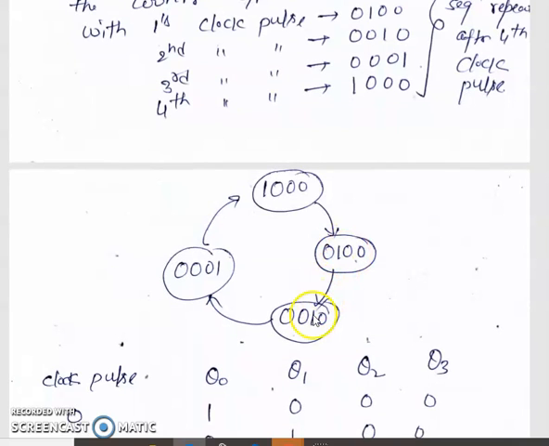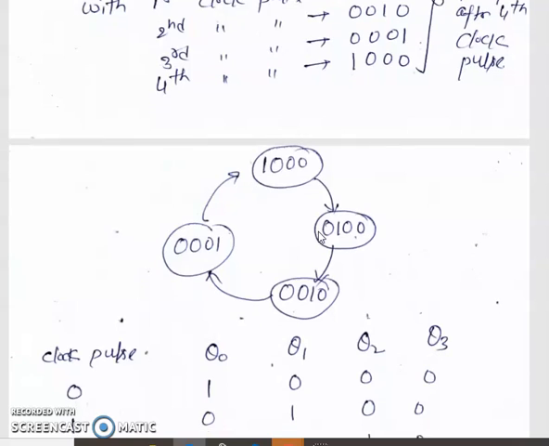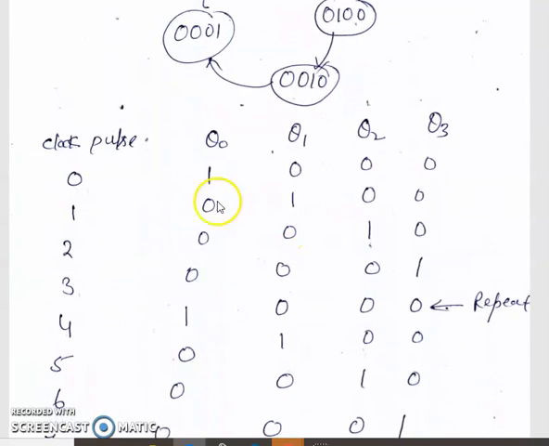After the first clock pulse, second clock pulse and third clock pulse, after the fourth we get the previous condition. Here, at clock pulse 0, the state of Q0, Q1, Q2 and Q3 is like this. This is set and all other flip-flops are reset. After the first clock pulse, Q3 is fed back to Q0. So here is the 0, and this 1 is shifted to the next one. This 0 is shifted to this, and this 0 is shifted to this.